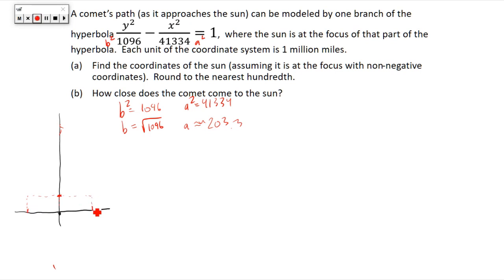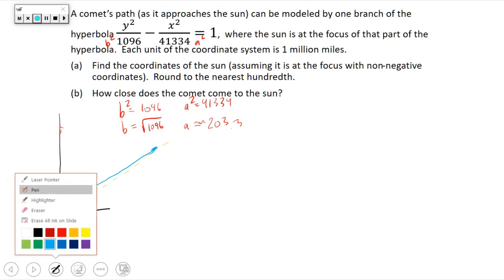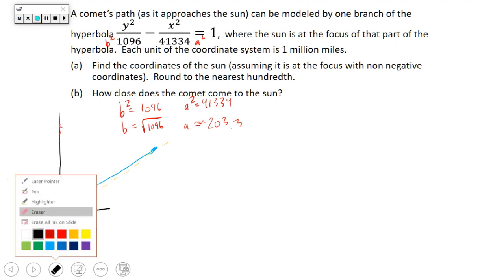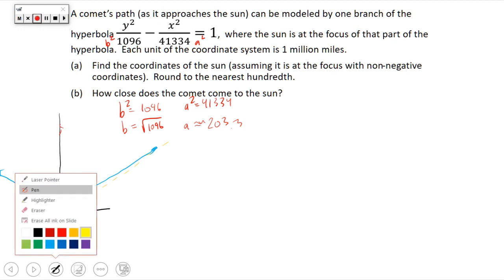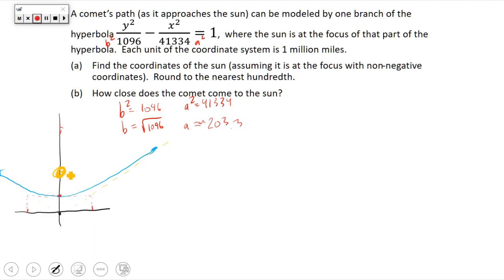Now, you can imagine that's half of like a hyperbola box. And if I were to draw in what the asymptotes would be, it would look something like this. Which means this comet is doing something like this. Oof, my arm hit the desk and it got screwed up. Okay, so it's a really wide curve, and the sun is right here at some focus.